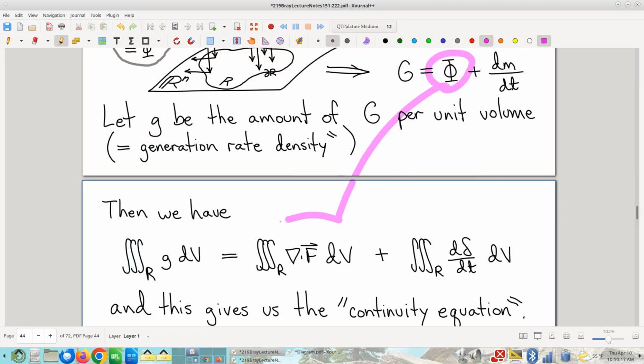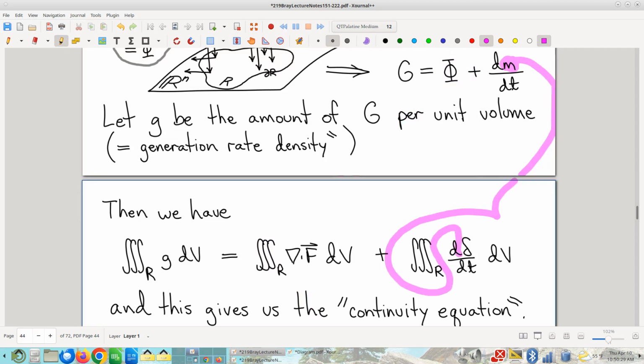Flux, of course, the divergence theorem tells us that's a triple integral of divergence. That's just math. That's Gauss's theorem. And then mass, of course, is an integral of density.